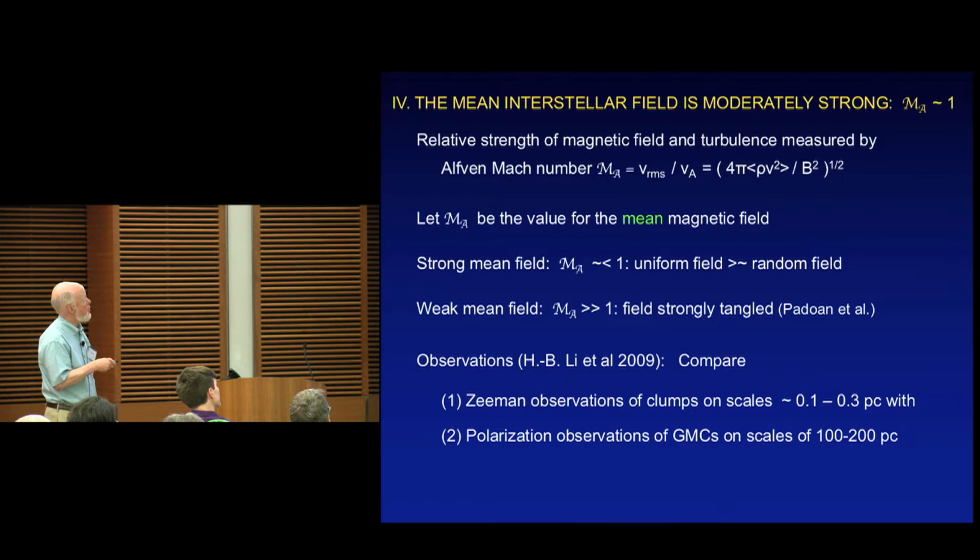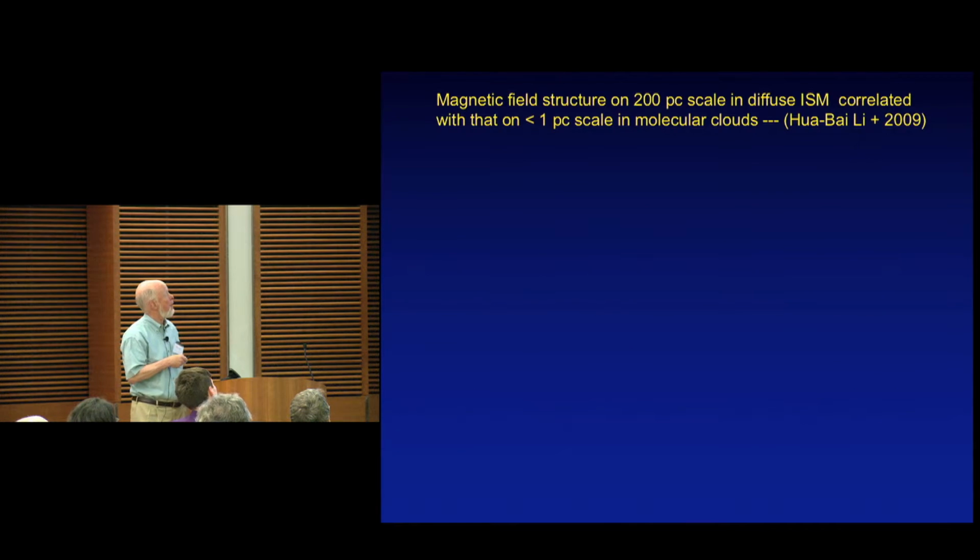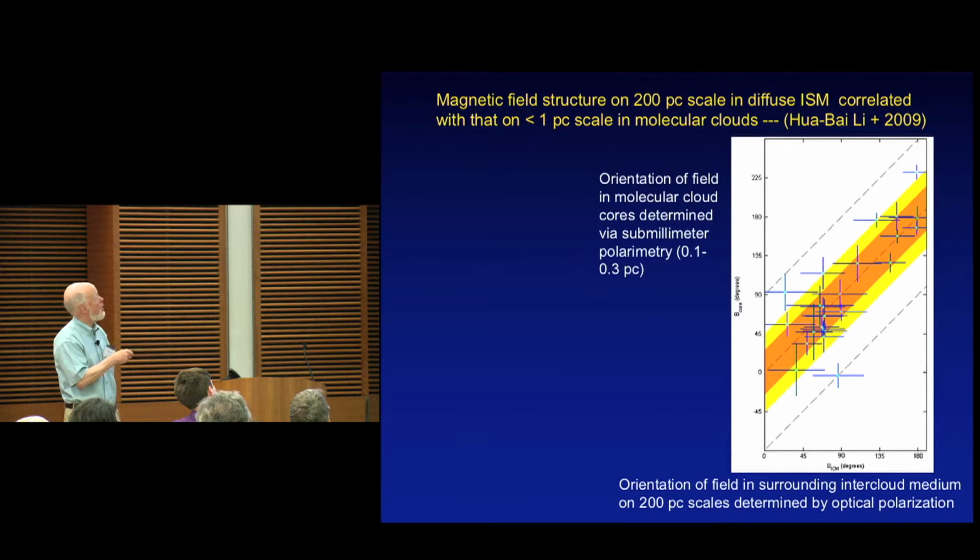In the observations, Hua-bai Li and company compared the Zeeman observations of clumps on very small scales, using sub-millimeter observations of 0.1 to 0.3 parsec, with polarization observations on GMCs on scales of 1 to 200 parsecs, often using the optical polarization. When I first saw that, I thought the idea that those would be related was extremely surprising. And this then is what their results are. On this axis, they plotted the orientation of the field on very small scales, and on this axis, they have it on very large scales, the 1 to 200 parsec.